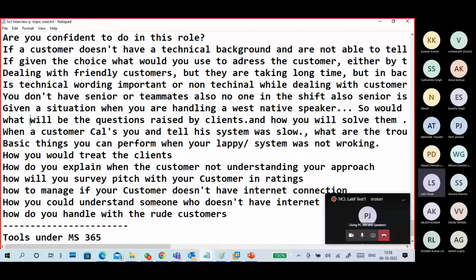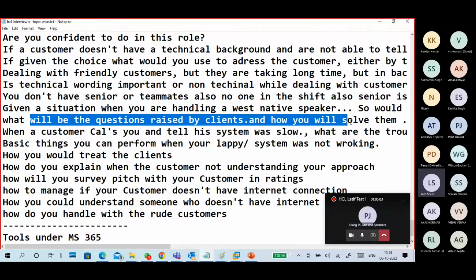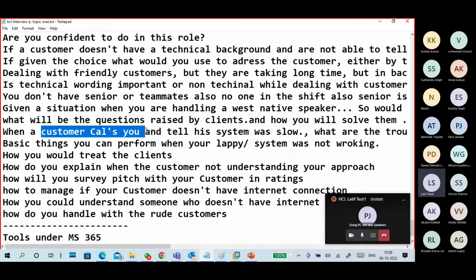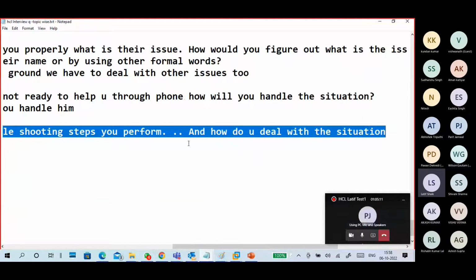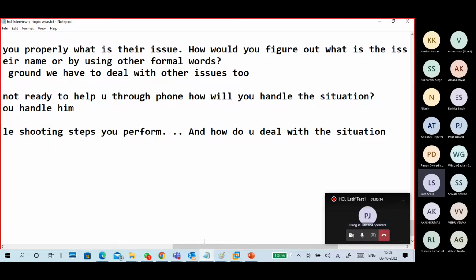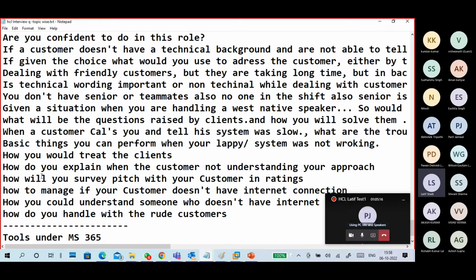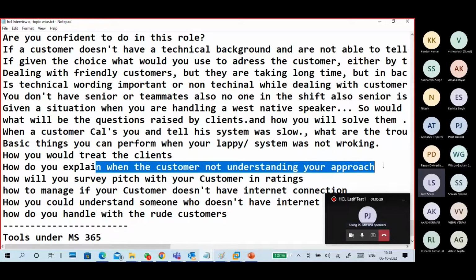What will be the questions raised by clients? How will you resolve them? A customer calls you and tells you his system is slow. What are the troubleshooting steps you perform? How do you deal with the situation? System is slow, and how do you solve it? The question is directly how to solve system slow, how to solve system not working. How do you treat the clients? The customer is not understanding your approach. How do you explain that?